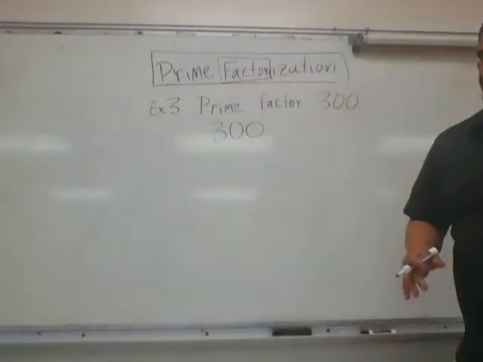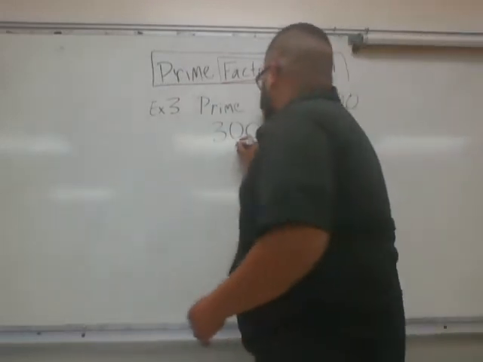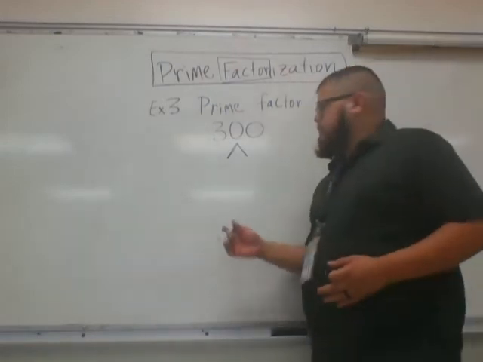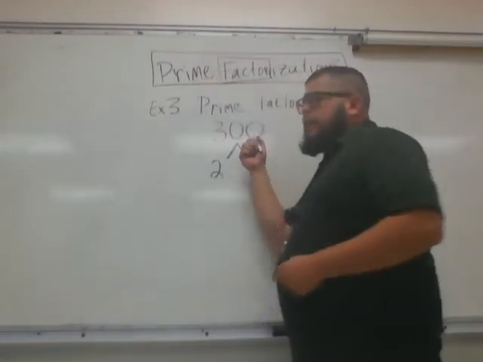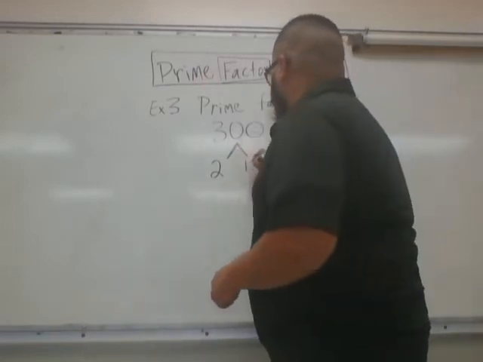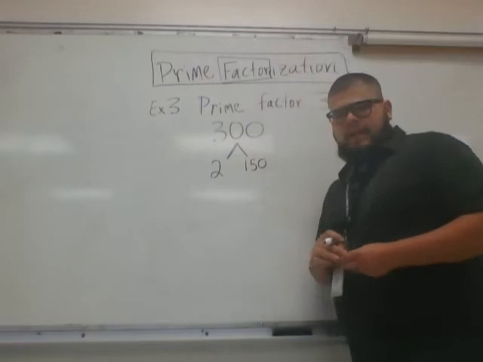We're still going to use our factor tree, right? But again, like I said, I like to start off with the number 2. Okay, it's just easier to work with. So this 300 is even. Since 300 is even, meaning we can cut it in half evenly. Why not? Half of 300 is 150. Right? Half of 300 is 150.